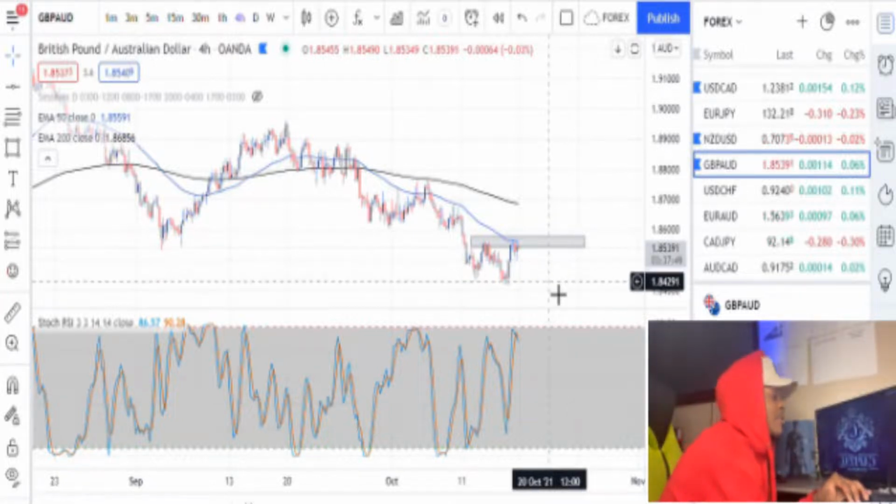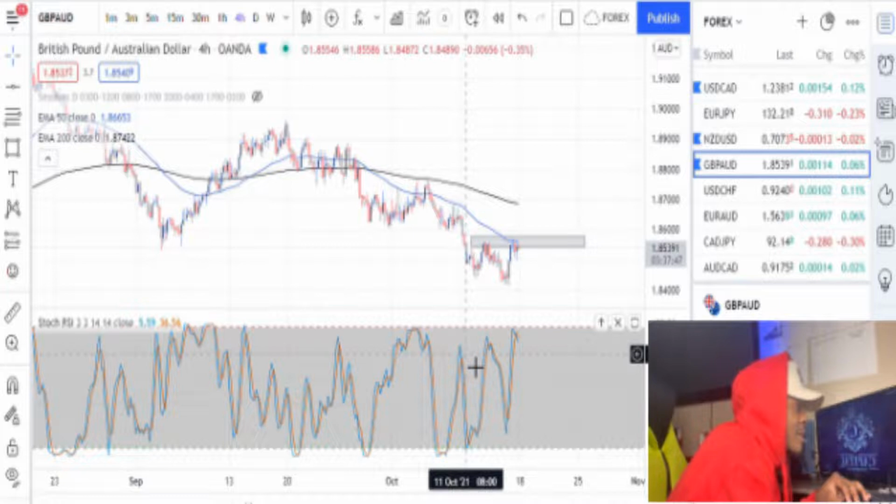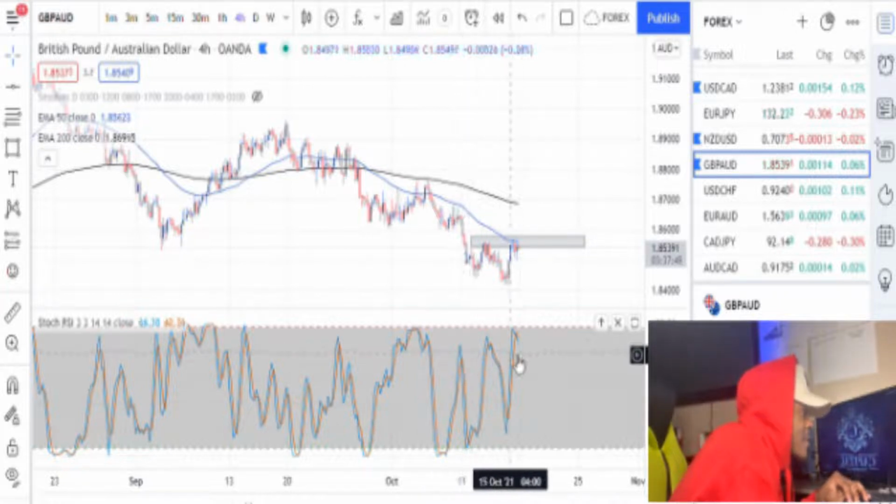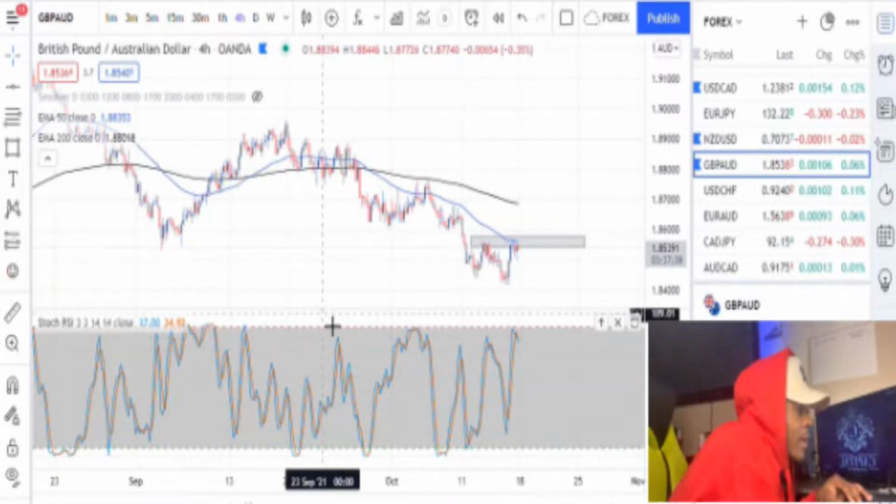I'm gonna have to see on this one. I mean, we got some heavy divergence here. We got even heavier divergence here.